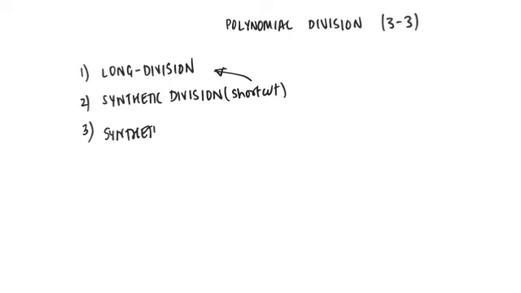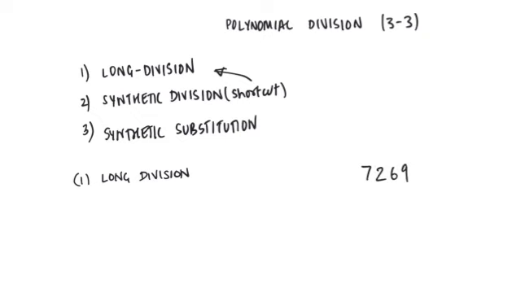So let's begin with long division. Long division of polynomials is very similar to long division of numbers. So I'd like to begin by reviewing how we divide numbers. You did this back in 6th or 5th grade. But let me remind you that if you're dividing the number 7,269 by 4, in your mind you think about, does 4 go into 7? Yes, it does. It goes in there one time.